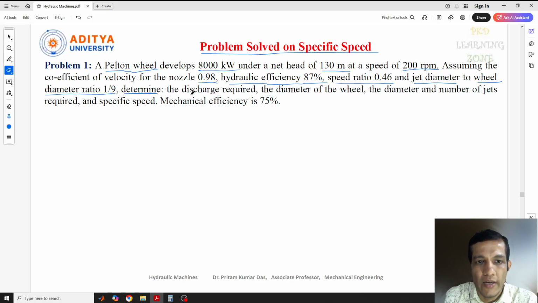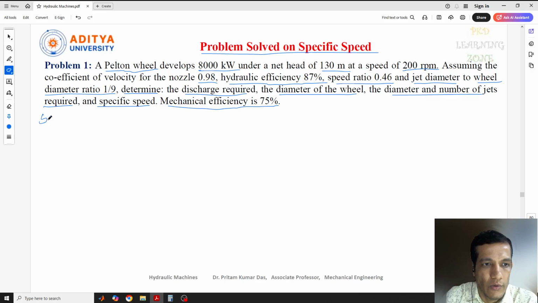We need to determine the discharge required, diameter of the wheel, diameter of the jet, number of jets required, and specific speed. Along with that, the mechanical efficiency is given as 75%. So these are the data given for this problem, and we need to find out discharge, diameter of the wheel, diameter of the jet, number of jets, and specific speed.